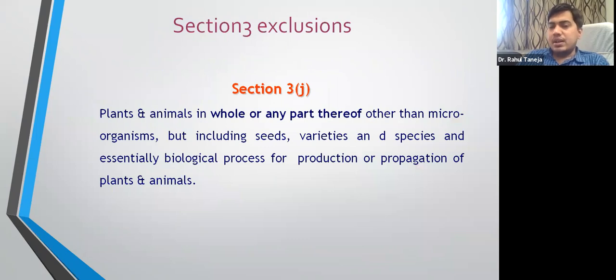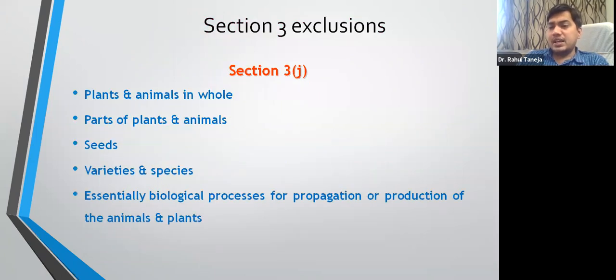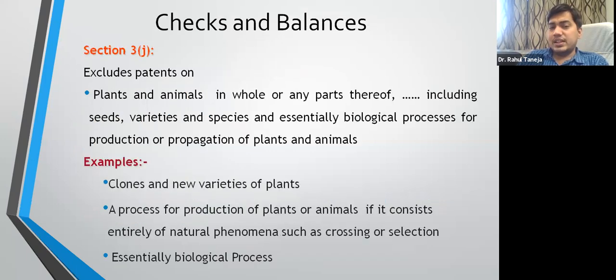Section 3J, plants and animals in whole or any part thereof. As such, plants and animals cannot be filed for the patent application. But we can protect plant species and varieties through the Plant Variety Act; there is a different act for the protection of intellectual property rights.